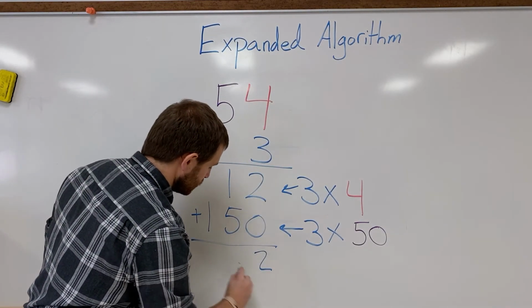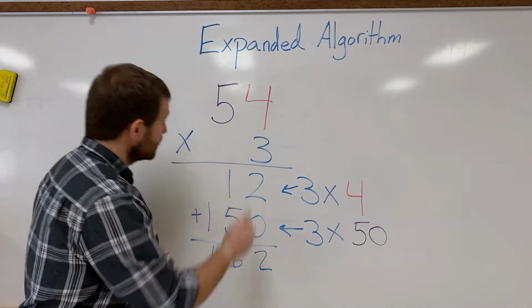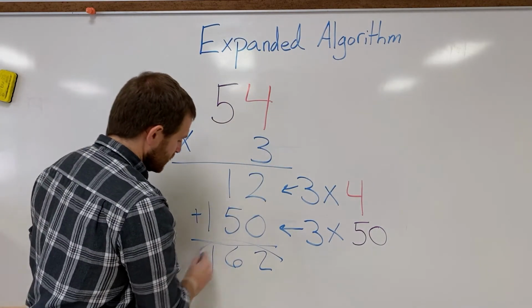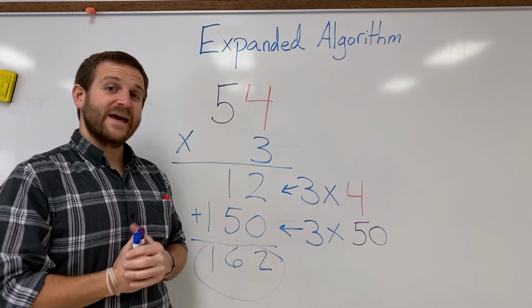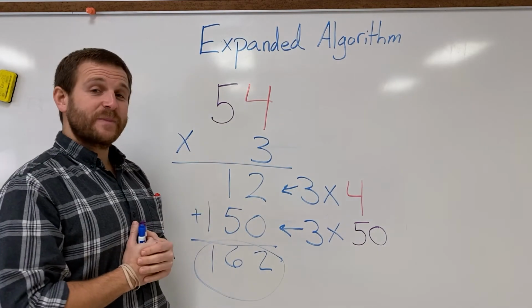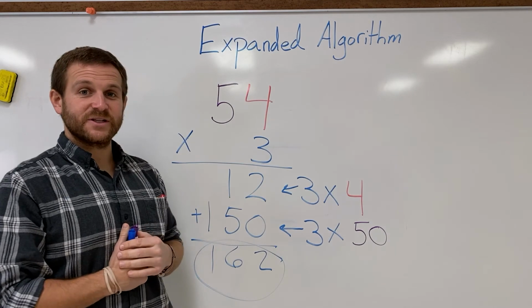So we get 2, 6, 1. 54 times 3 is 162. That, again, is another example of the expanded algorithm using single-digit multiplication.